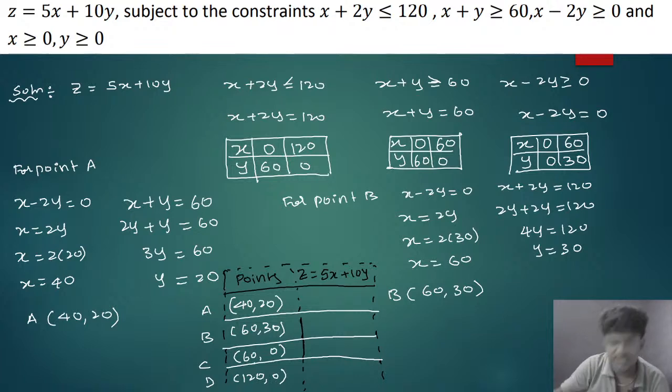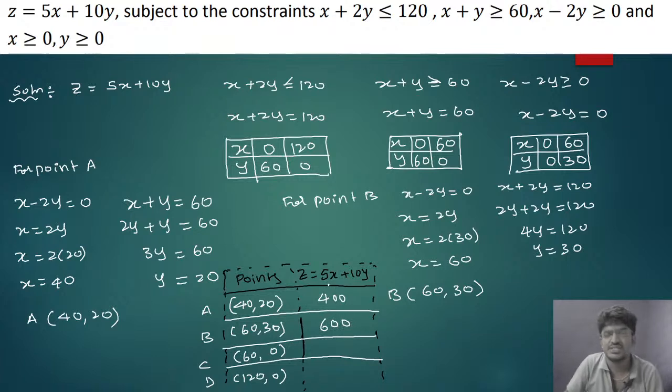Now put all these terms in Z. X value is 40. 5 into 40 is 200, plus 10 into 20, 200. 200 plus 200 is 400. 5 into 60, that is 300. 10 into 30 is 300. 300 plus 300 is 600.